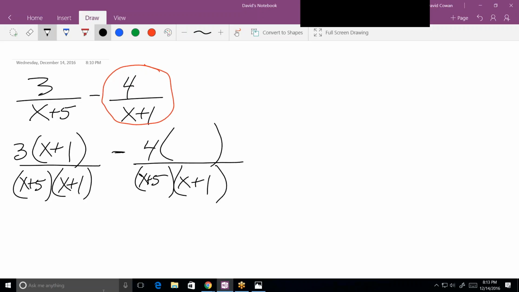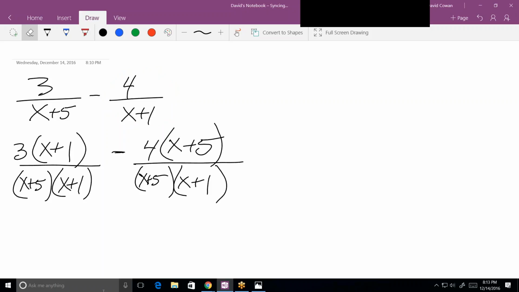If I did x plus 1, well, then that would cancel with that, and I wouldn't have the same thing. So what does it have to be? Not x plus 1, but what? X plus 5, exactly. Now I cancel that with that, and I'm left with 4 over x plus 1, which is what I started with. That absolutely is the secret to all of these: always be checking.